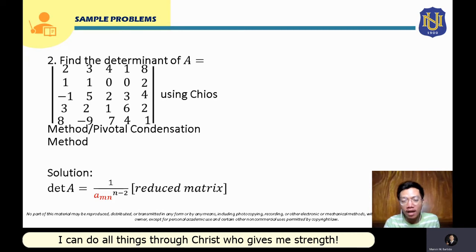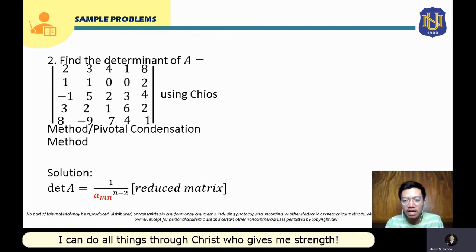Again, this will be our formula for solving the determinant of this matrix A using Chio's or pivotal condensation method. For our first step, we have to choose an element, and that element should not be 0. It can be any element, and then raised to n minus 2. Our n here is the number of rows, or the order, of the given matrix. In this case, our n here is 5, since this has 5 rows.